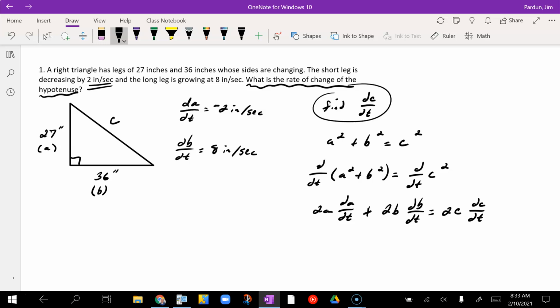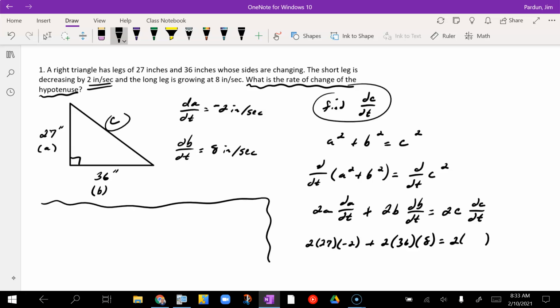All right, and we have just about all the information we need. So let's start plugging in and see where this takes us. So 2 times the a value, which is 27, times dA/dt, which is negative 2, plus 2 times the b value, which is 36, times dB/dt, which is 8, equals 2 times the c value. Oops, I don't have a c value. Right now it's labeled as c. So I got to do a little work off on the side. I got to do some scratch work.